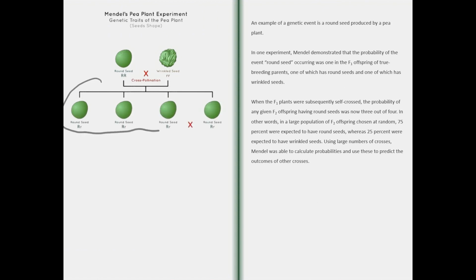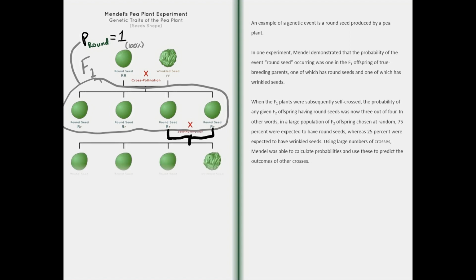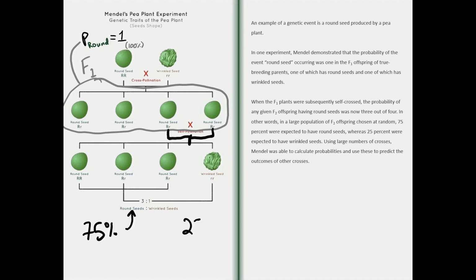In one experiment, Mendel demonstrated that the probability of the event, quote-unquote, round seed, occurring was 1, or 100%, in the F1 offspring of true breeding parents, one of which has round seeds and one of which has wrinkled seeds. When the F1 plants were subsequently self-crossed, the probability of any given F2 offspring having round seeds was now 3 out of 4. In other words, in a large population of F2 offspring chosen at random, 75% were expected to have round seeds, whereas 25% were expected to have wrinkled seeds.